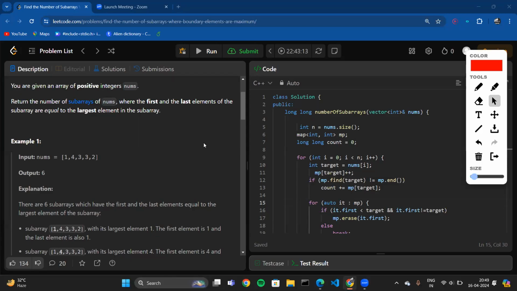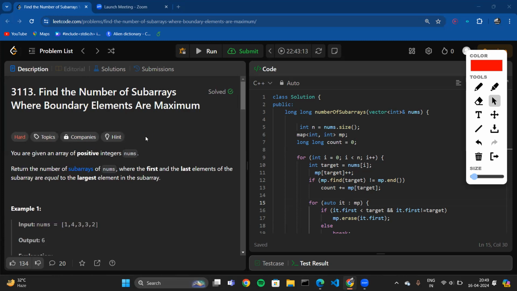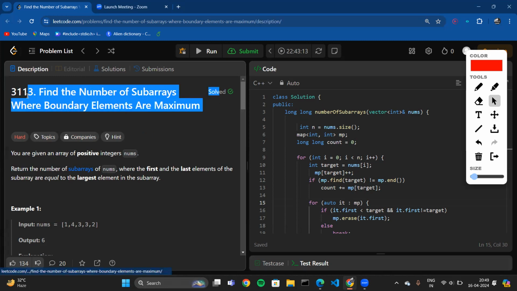Hello guys, what's up? We are back again with another question from our DSA challenge series, level up series. So today our question is find the number of subarrays where boundary elements are maximum.